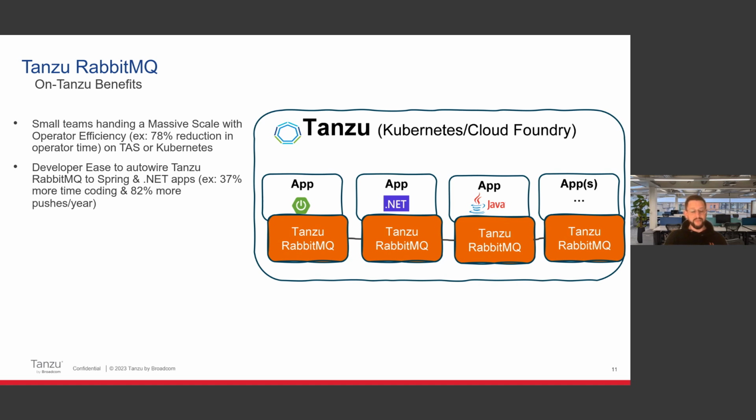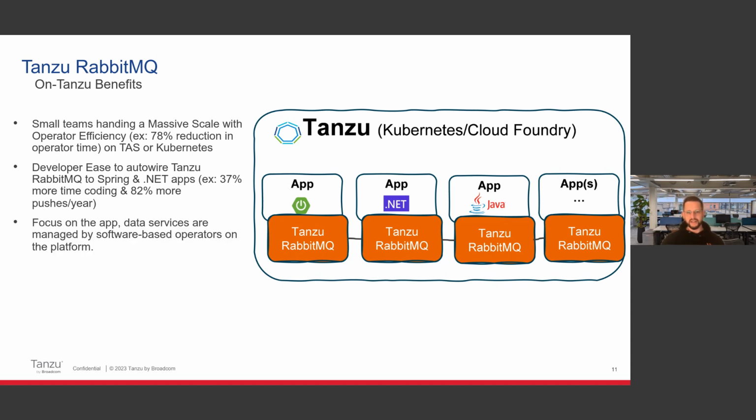As I mentioned, there's developer self-service involved in both of these offerings. So if you're deploying RabbitMQ on TAS, there's that CLI that I mentioned before, and they can define either a set of arbitrary parameters to define what plugins are there, or they can use one of the preset plans. And this can allow developers to spend 37% more time coding, and actually they end up pushing to production 82% more than without those kinds of automations.